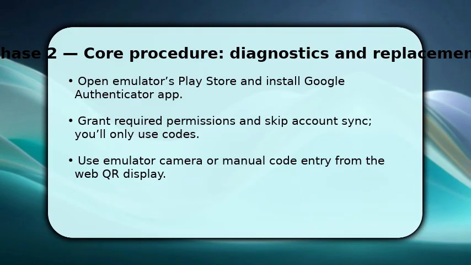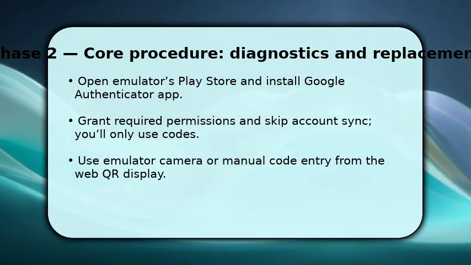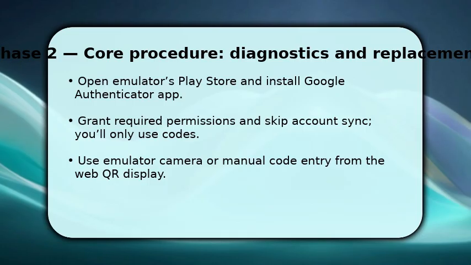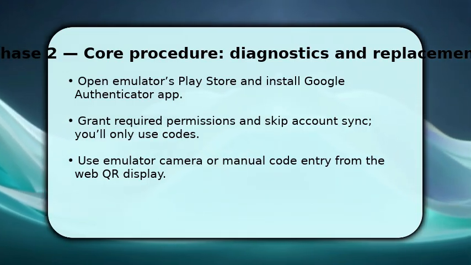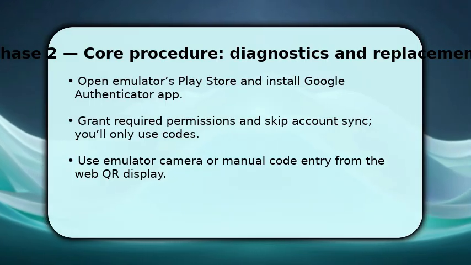Once the app shows a rotating 6-digit code, type that code into the website's verification field. This links the emulator app to your account, making the PC generate time-based codes just like your phone.